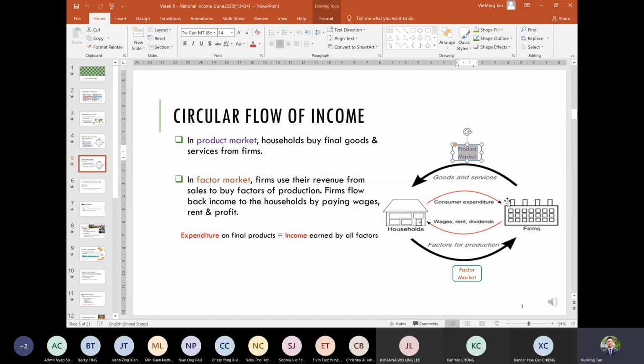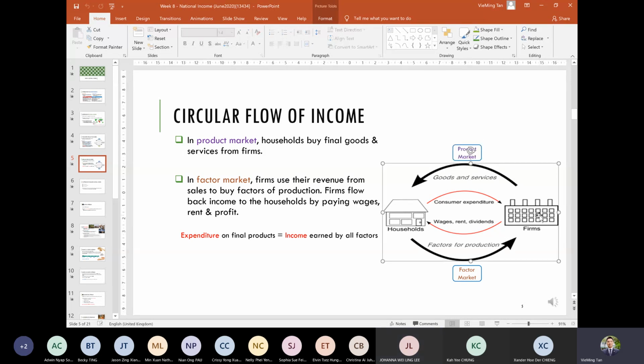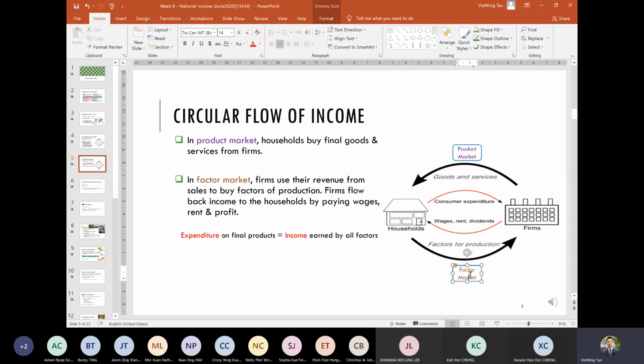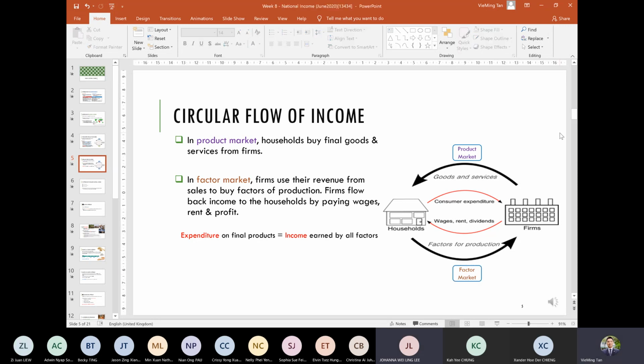Then, after the firms receive the revenue, the firm will use this revenue to employ factors of production from the household under the factor market. This will include the land, labor, capital, and entrepreneurship. We call these factors of production. Yes. Can you repeat again? I don't understand. Okay, all right.